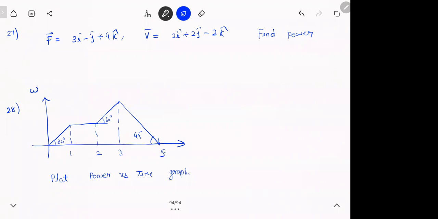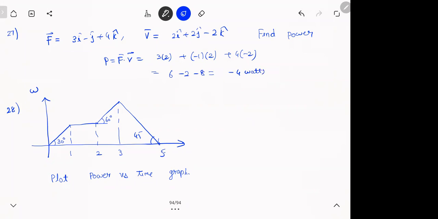Look at the first one. First one is easy. Power is F bar dot v bar. You know how to do dot product. Multiply i components, j components, and k components. So this is 3 into 2, minus 1 into 2, 4 into minus 2. 6 minus 2 minus 8. So that is minus 4 watts.